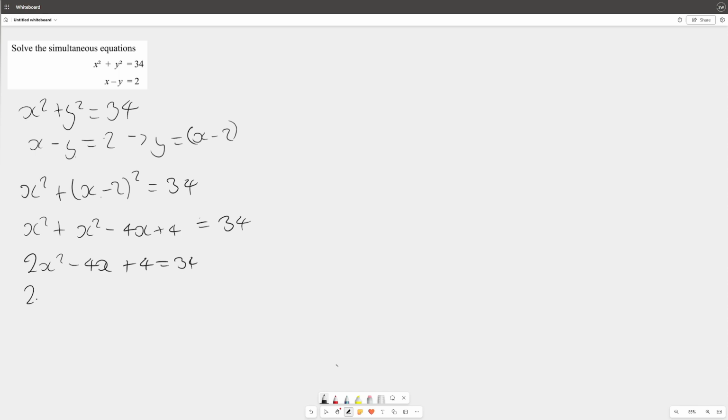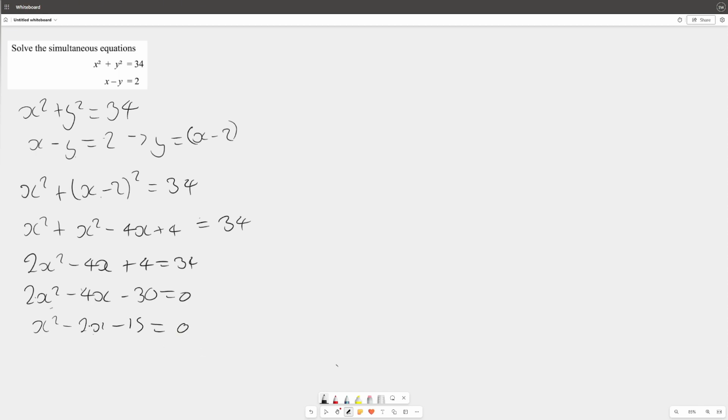Subtract 34 from both sides. You get 2x squared minus 4x minus 30 equals 0. Then, much like the last question, you can actually pull something out of all of these terms. So you can put a 2 out of the 2, the minus 4 and the minus 30. So I'm going to divide the left side by 2 and the right side by 2 to get x squared minus 2x minus 15 equals 0 over 2, which is just 0.